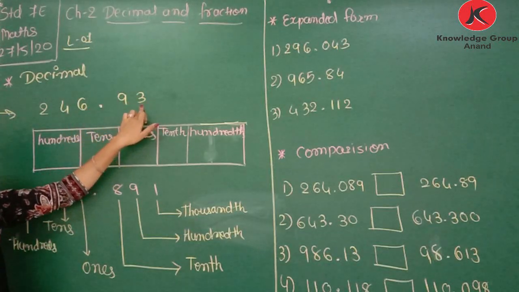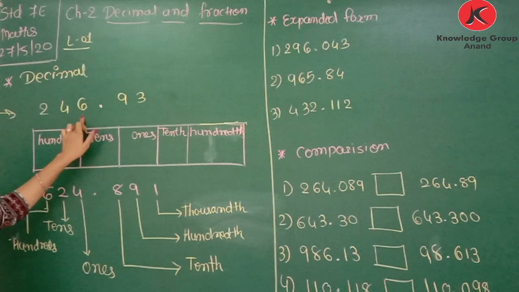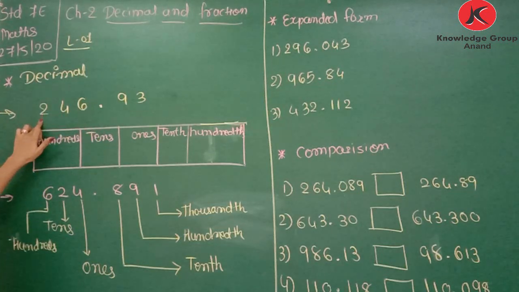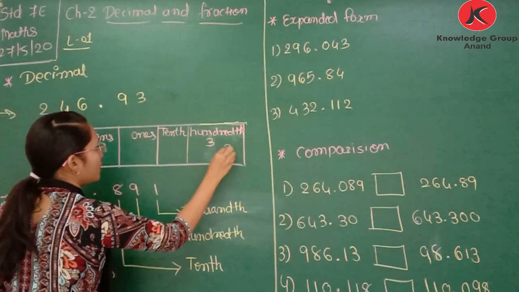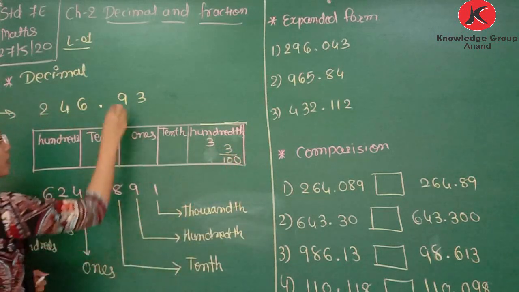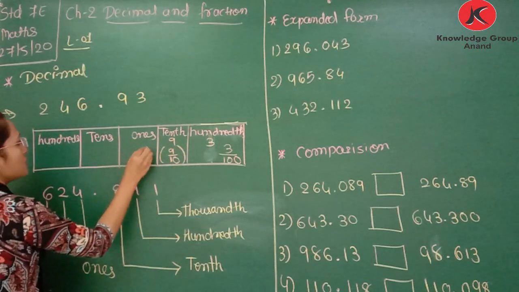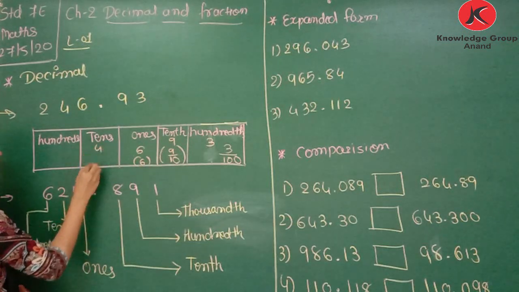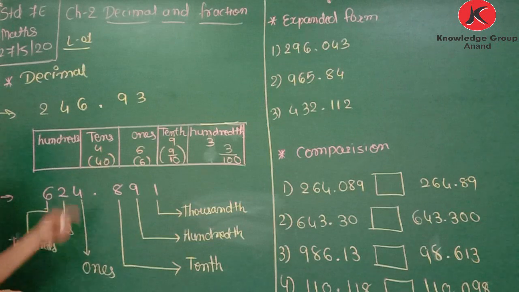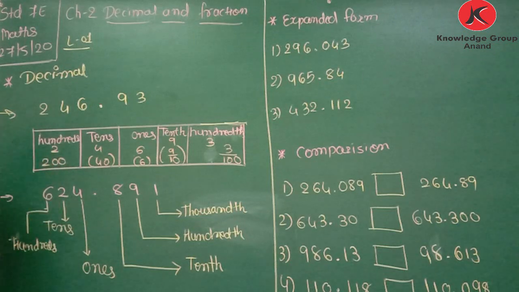This is at which place? 3 is at the 100th place, and 9 is at the 10th place, 6 at the 1st place, 4 at the 10th place, and 2 at the 100th place. So place value of 3 at the 100th place will be 3 by 100. 9 at the 10th place, and its place value is 9 by 10. 6 into 1, place value of 6 is 6. 4 at the 10th place, and its place value is 40, means 4 multiplied by 10. 2 multiply 100, that is 200. Clear?